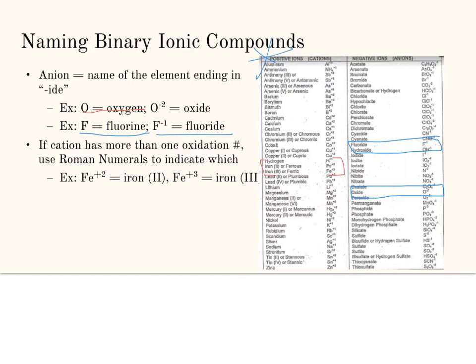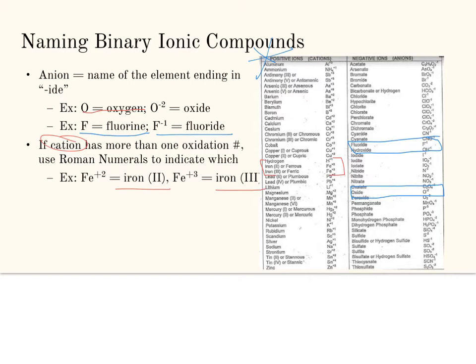And so if the cation you are working with has more than one oxidation number, we're going to use Roman numerals to indicate which one. So for example, Fe+2, I would call iron, and then in Roman numerals, 2. Okay, if I were working with iron that had a +3 charge, I would name it as iron, Roman numeral 3. Okay, this only affects cations, or positively charged ions. We will never have negatively charged ions with multiple oxidation numbers.